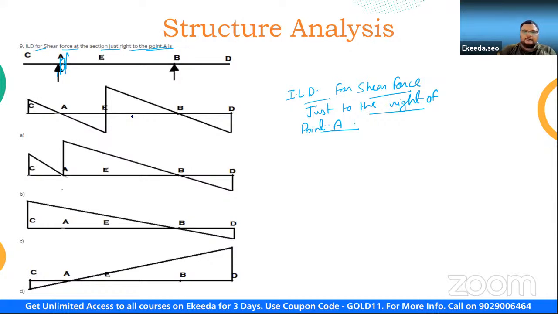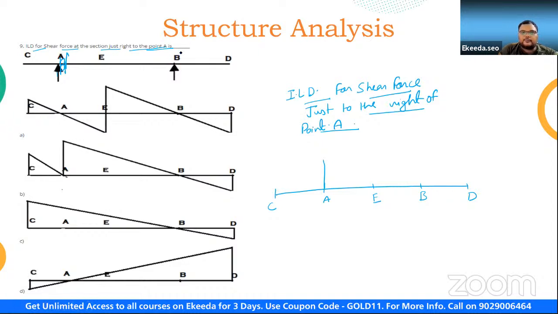Okay. So let me tell you, this is a very interesting question. So let me solve it for you guys. See here, this is C, this is A, this is E, this is B, and this is D. Now, what we have to do is we have to take a unit load. We have to take one roller just to the right of point A. So just to the right of point A, I will take it upwards. Unit load, I will apply one unit load and I will take it upwards. So this I have taken upward.